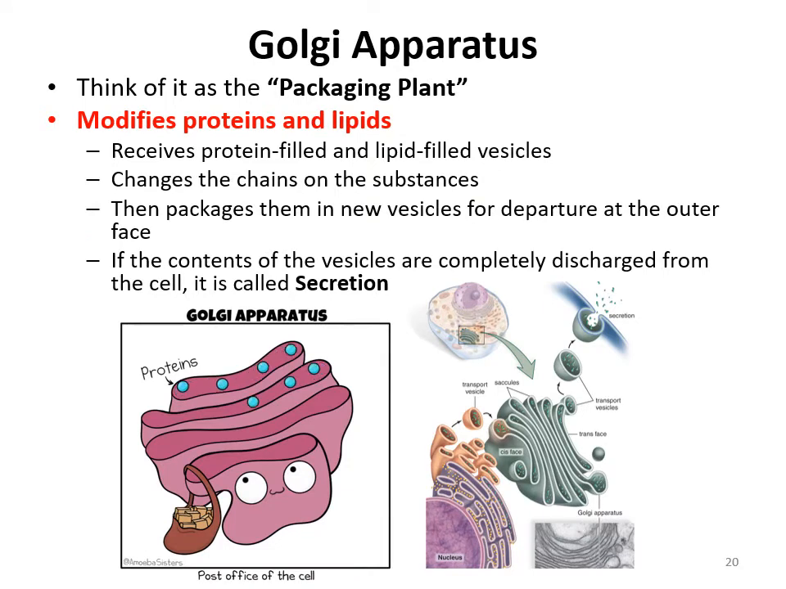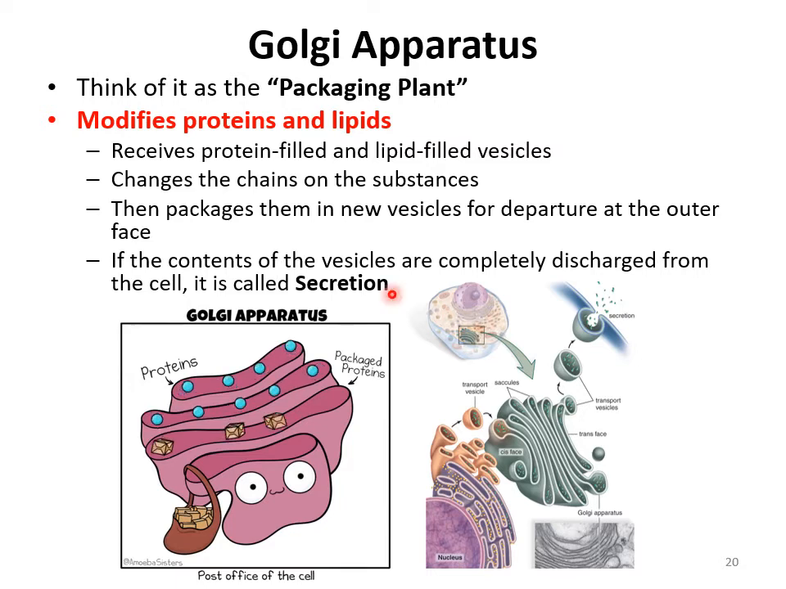Now, the big packaging plant, however, is not the endoplasmic reticulum. The big packaging plant is actually the Golgi apparatus. And what's important about the Golgi apparatus is it will take in those vesicles that came from the endoplasmic reticulum.